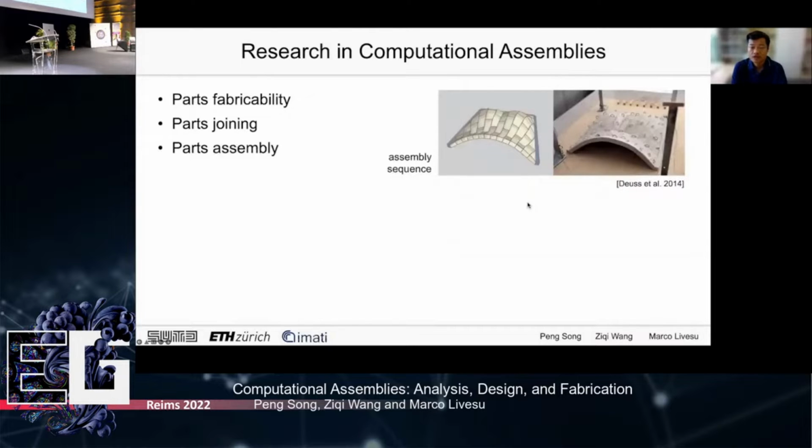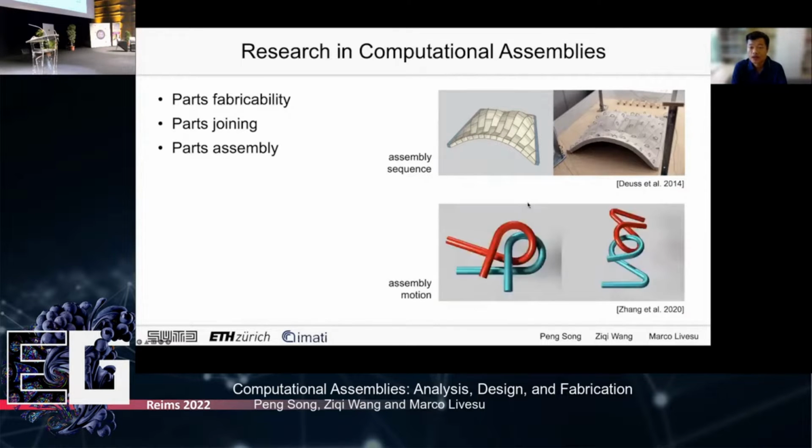Fabricated parts have to be assembled to form the final object. However, finding the assembly sequence and the motion can be a challenging task. To address this challenge, computational methods can be developed to search for an assembly sequence that can minimize the scaffold required to assemble an architectural structure. Other research works may focus on the assembly motion. For example, computing non-trivial assembly motions to solve a two-piece disentanglement puzzle.